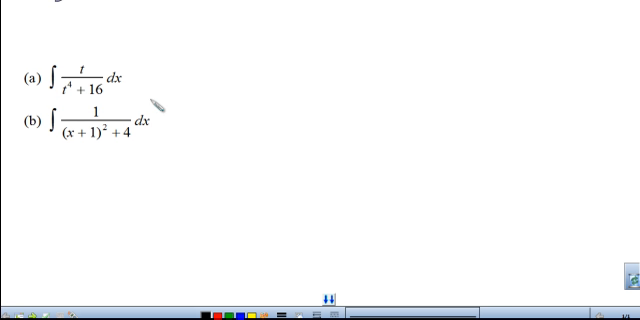This is Calculus BC Unit 4 review. First thing we're going to do is change the first problem. I want it to be the integral of 1 over x squared minus 2x plus 2.